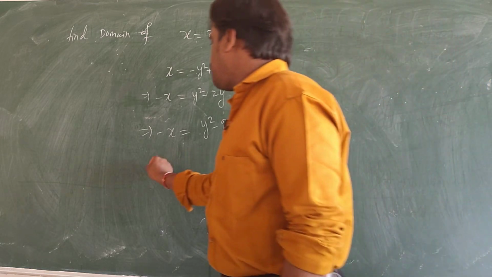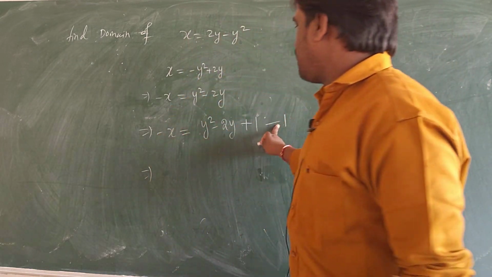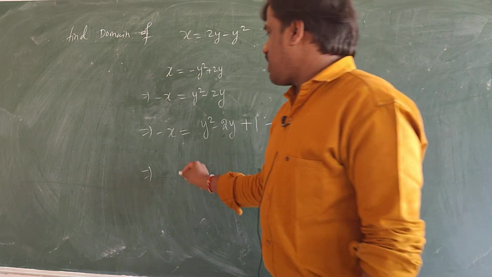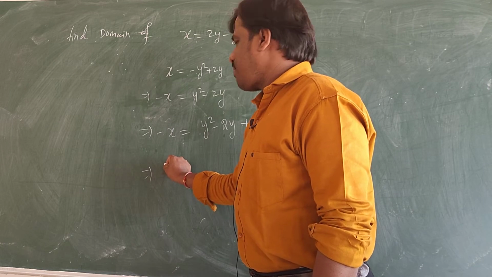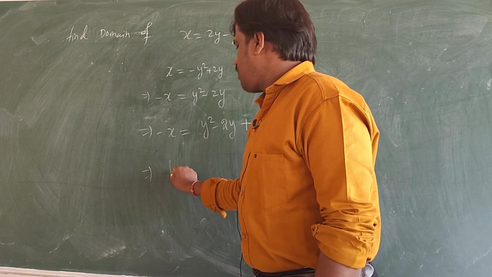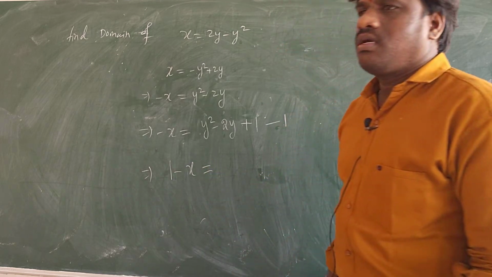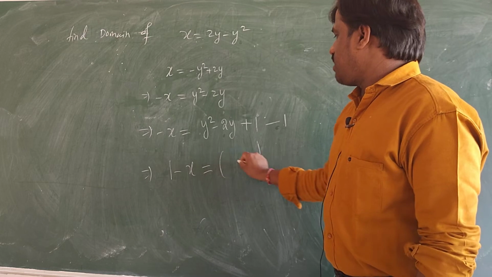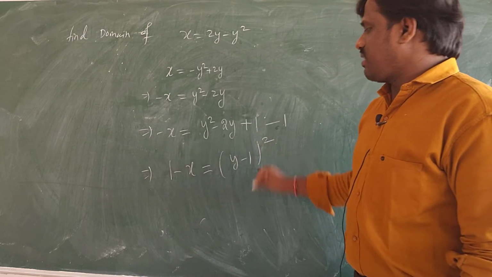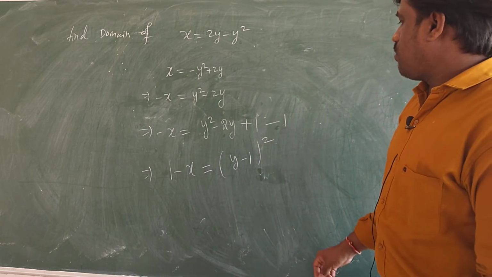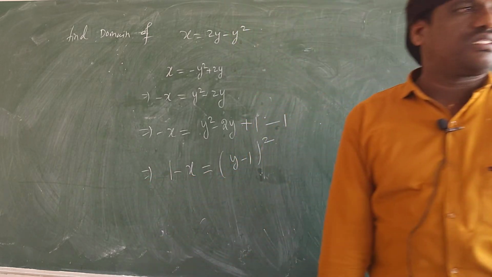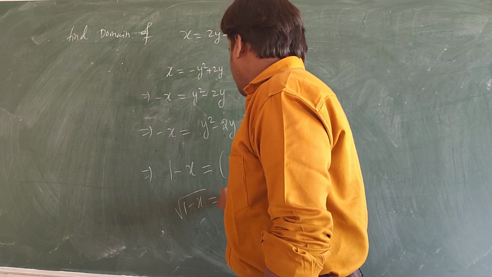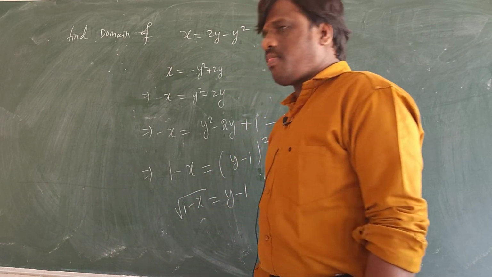So what I do here, this minus 1 I will send to this side. Okay, that will become plus 1. So what do I get here? 1 minus x. This is equal to, can I write here, y minus 1 whole square. Now if I send the square to this side, it becomes a square root. Square root of 1 minus x is equal to y minus 1.